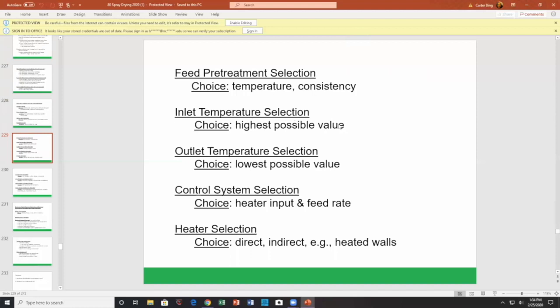Inlet temperature selection. Obviously, you've got to spend some time to see what degrades your product, what degrades your liquid. Your feed may be quite protected by the liquid on it. Outlet temperature as low as possible. Heating input, direct or indirect. You do not want to have indirect drying unless you're required.